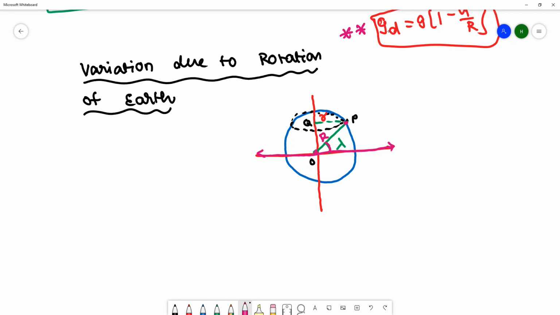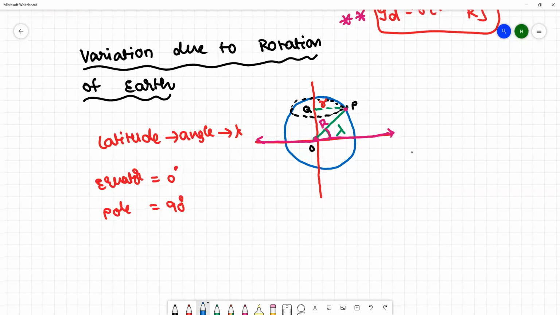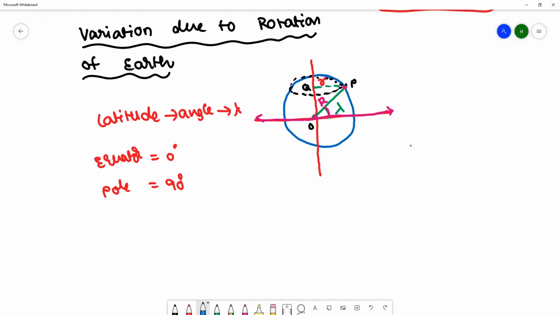So the latitude is the angle lambda. Generally at the equator it will be 0 degrees, and at the pole it will be 90 degrees. Suppose we take the resultant component of force. Here we have to speak about the centripetal force, so I am going to consider the resultant.